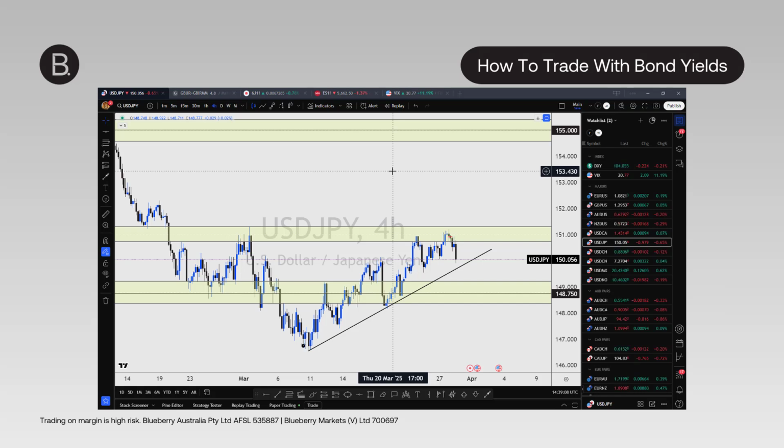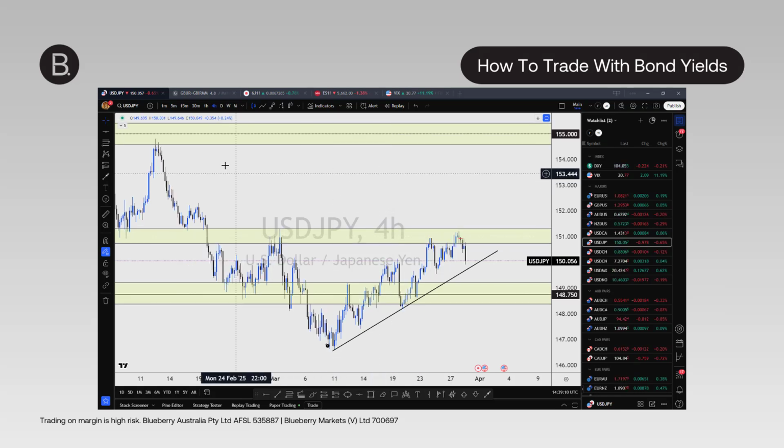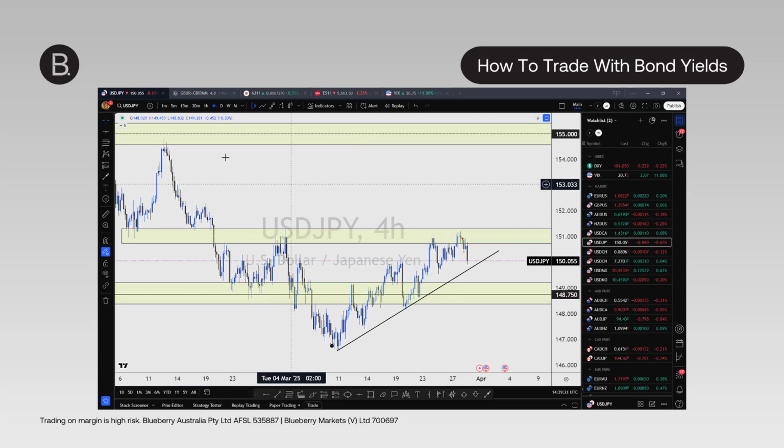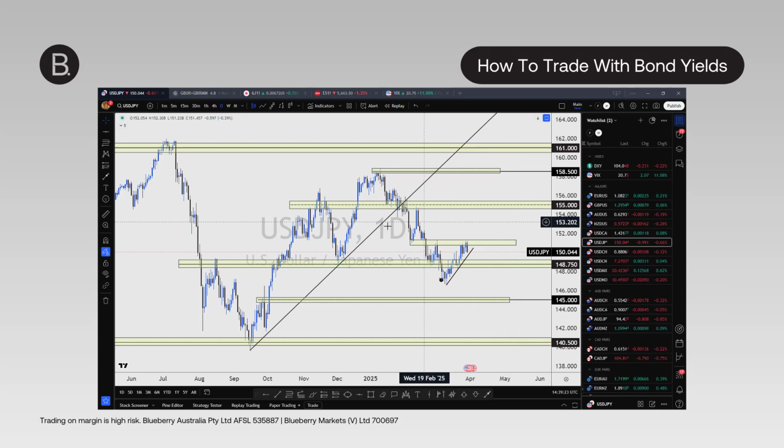We're going to look at the swing trading version of this as well as the day trading version. So you can use bond yields to swing trade the market as well as day trade the market. So I'm going to prove that to you guys right now.